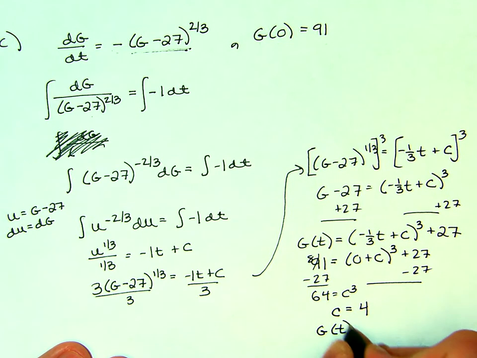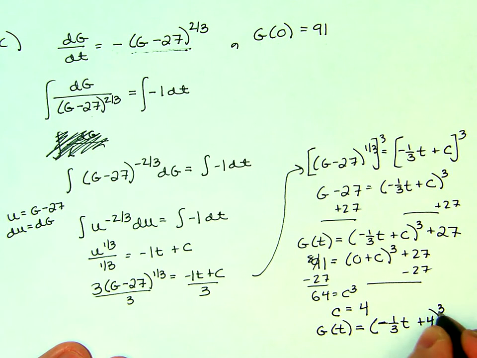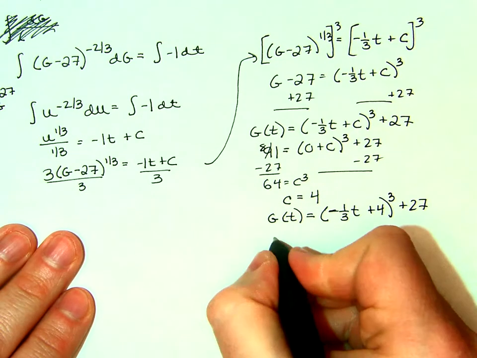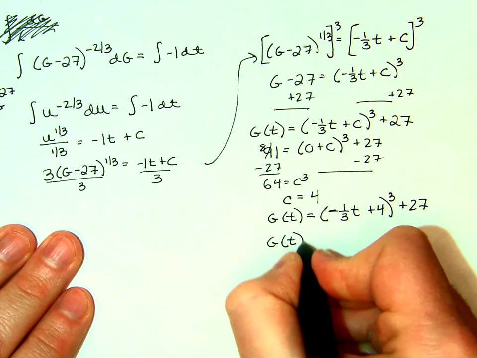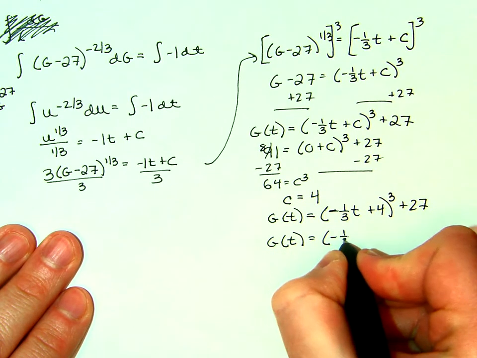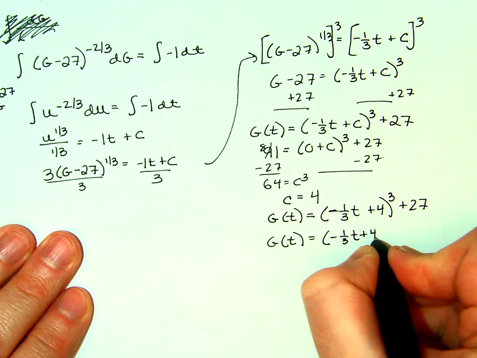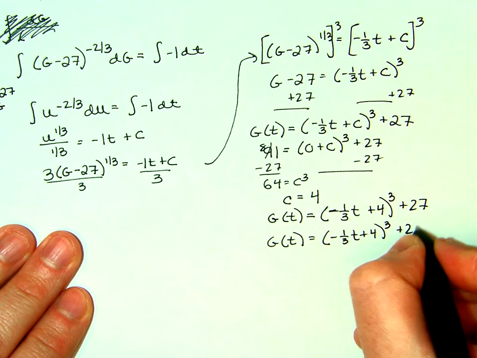So my solution is g of t equals negative 1/3 t, it's a negative, plus 4 cubed plus 27. I'm going to rewrite that in case you couldn't see the negative there. G of t equals negative 1/3 t plus 4 cubed plus 27.